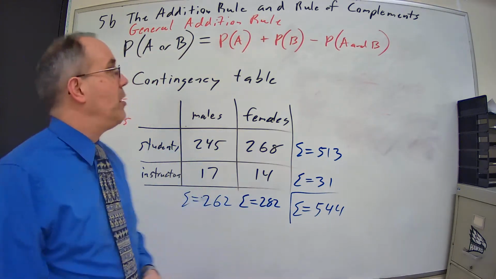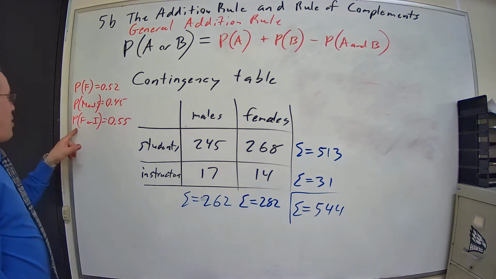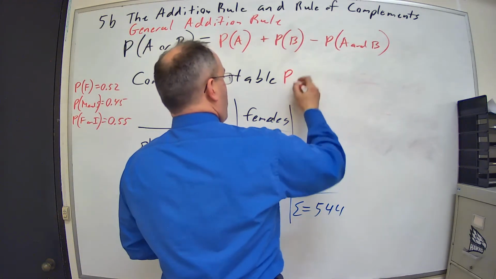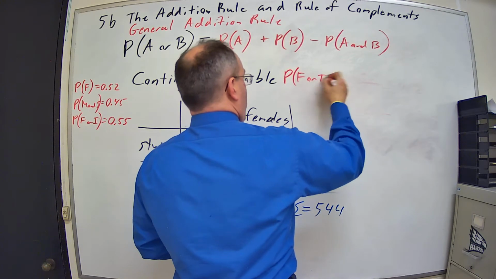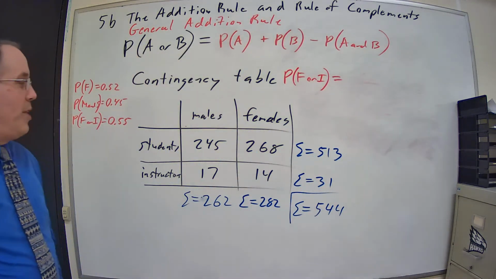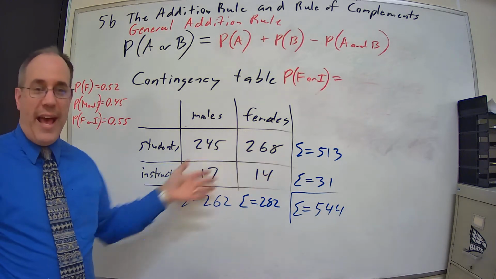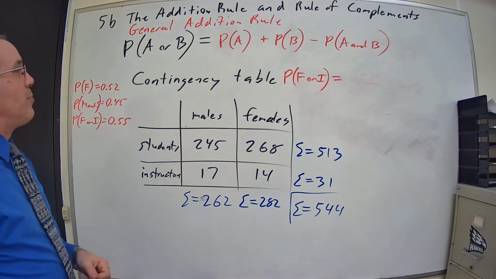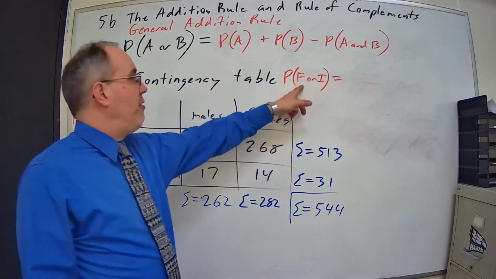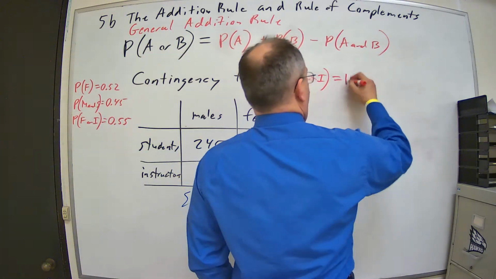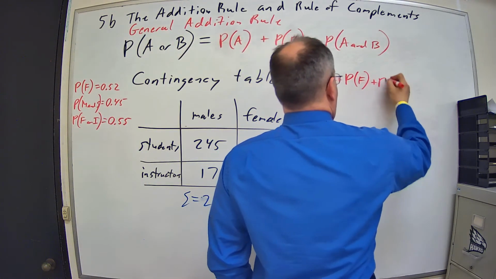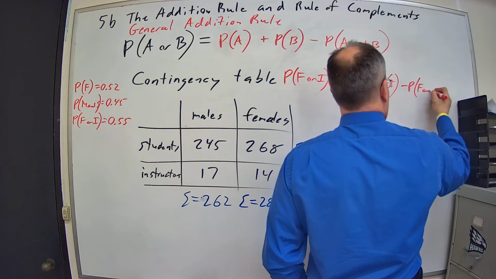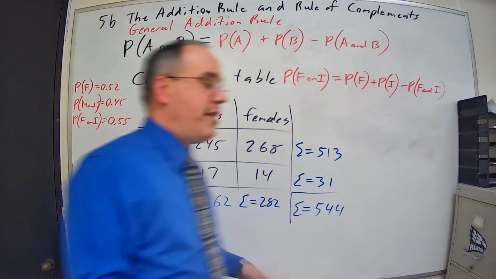So what's that telling us? Well, let's look at this. We had a probability that we select a female or an instructor. Now what we did was we found all the ones that fit that, we added them all up and divided by the total amount. Now I'm going to use this rule. The probability that we select a female or an instructor is equal to the probability that we select a female plus the probability that we select an instructor minus the probability that we select a female who is an instructor, F and I.